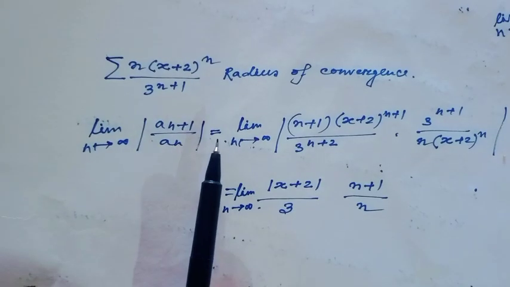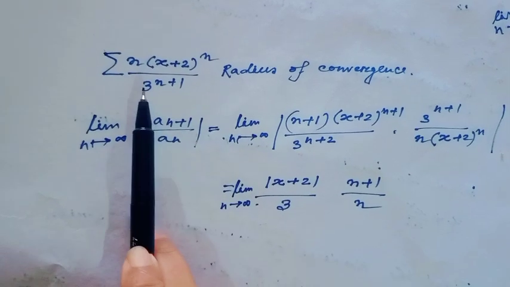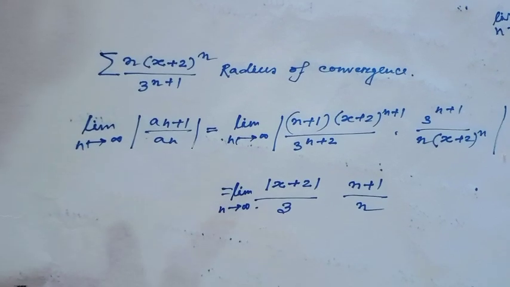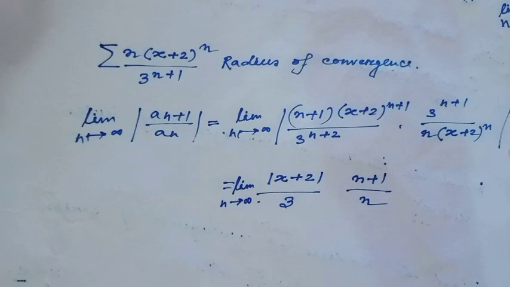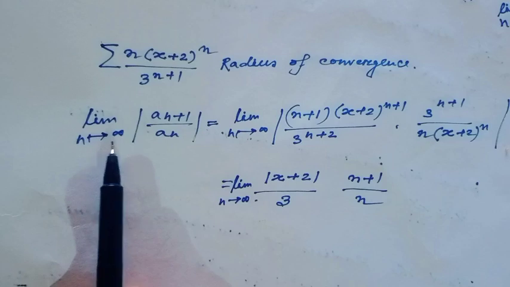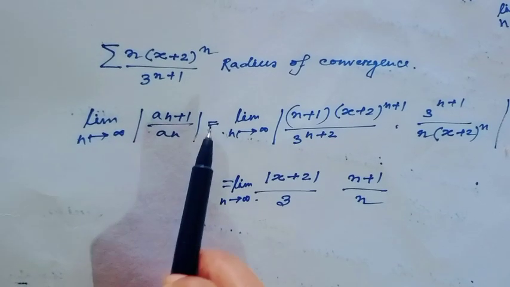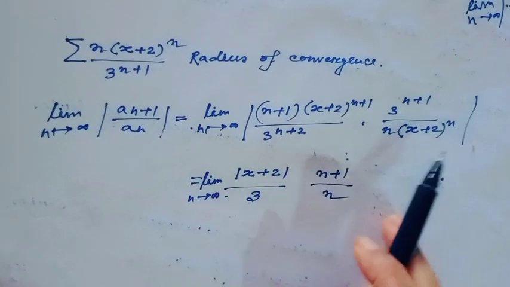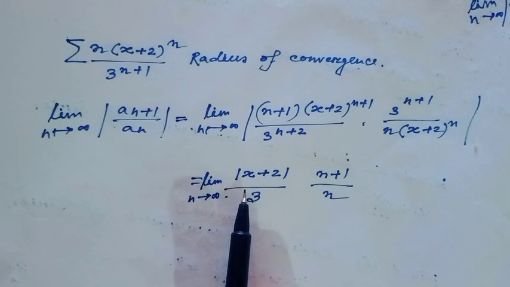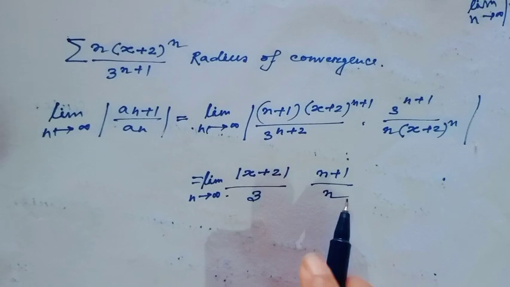Now I will find the radius of convergence and interval of convergence of this power series. Here also I will use the ratio test. Actually, today's examples are all based on the ratio test. Here this is a_n, then the limit as n goes to infinity of the absolute value of a_(n+1) over a_n. After calculating this limit, this value would be the limit as n goes to infinity of the absolute value of (x plus 2) over 3, times (n plus 1) over n.